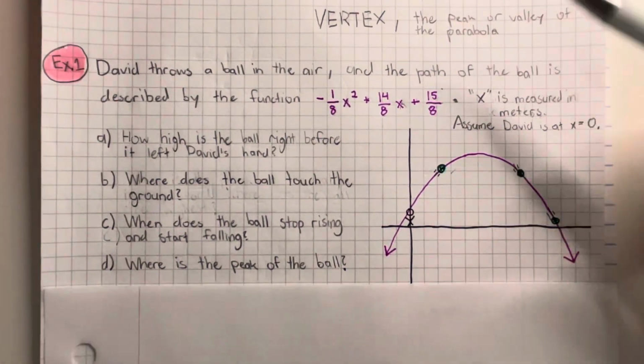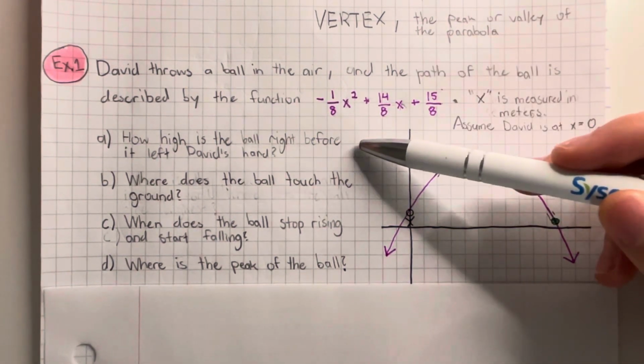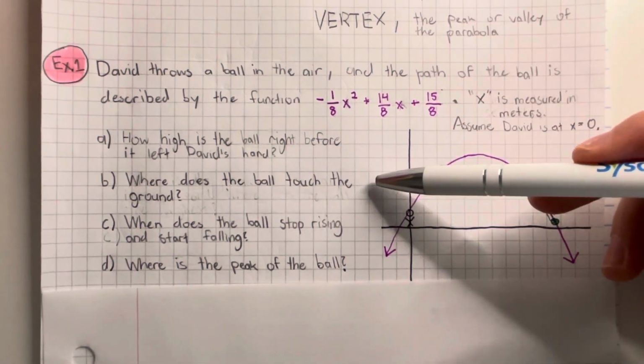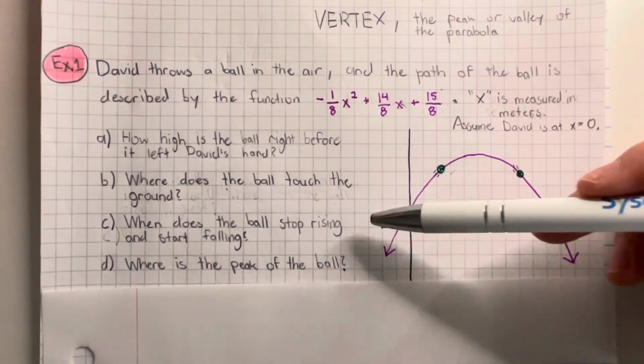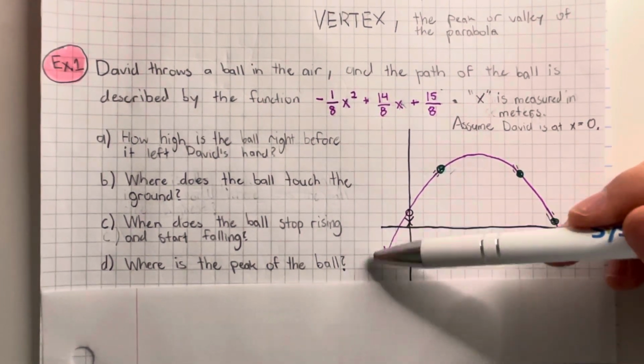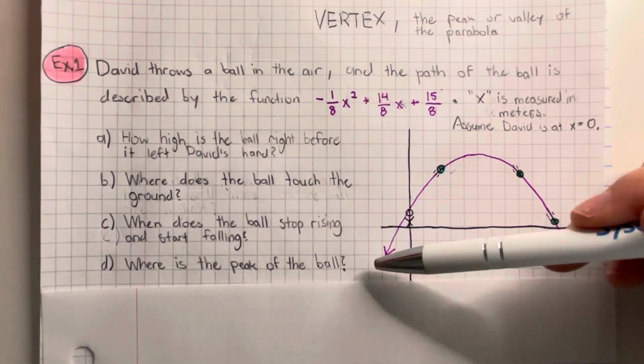A, how high is the ball right before it left David's hand? B, where does the ball touch the ground? C, when does the ball stop rising and start falling? And D, where is the peak of the ball?